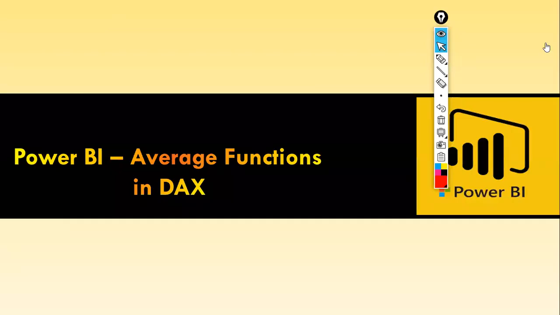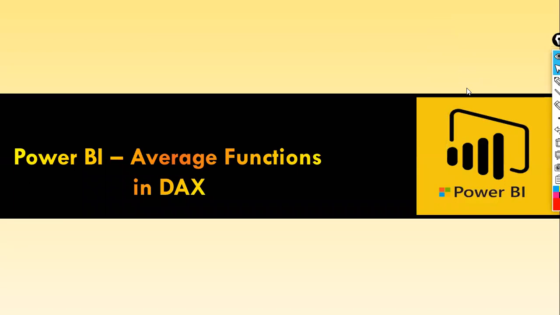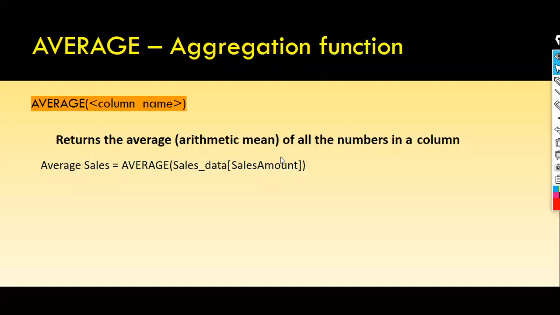Next up are the average and average family of functions. We'll take a look at it. Like the count family of functions, there are a few functions that are available as part of your average function. The average function takes the specified column as an argument, and it computes the average for the column.